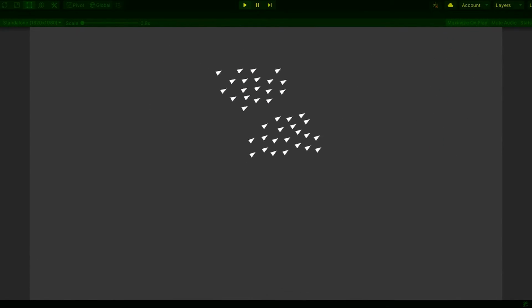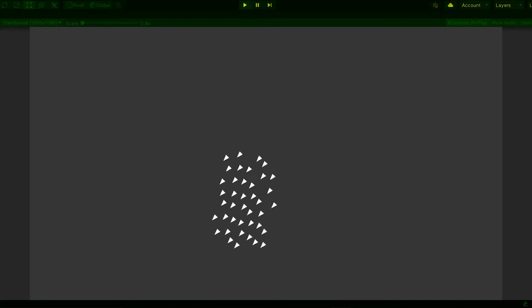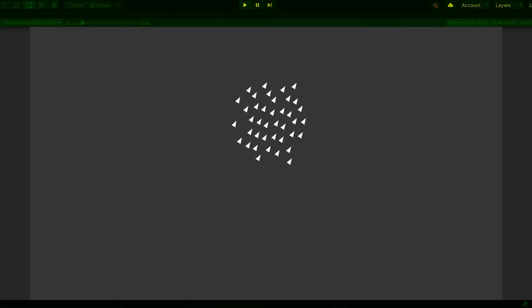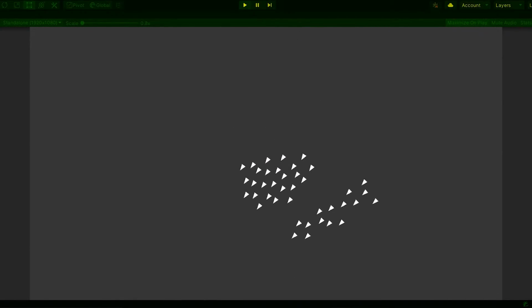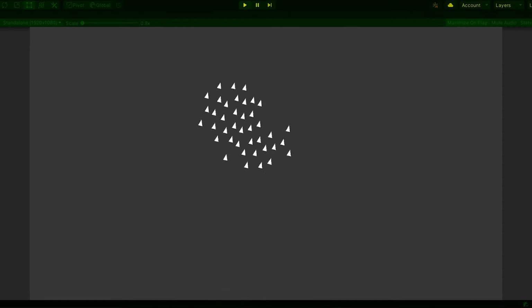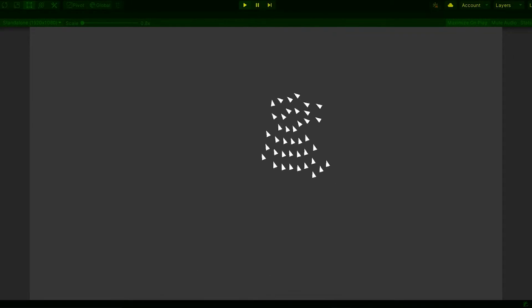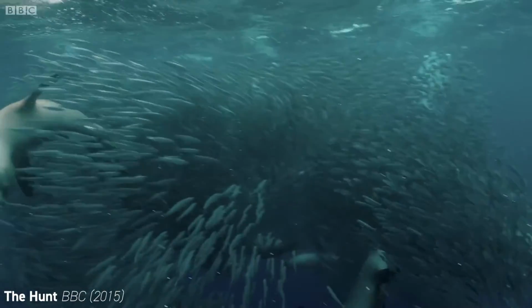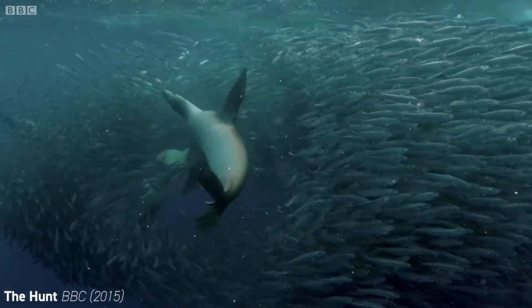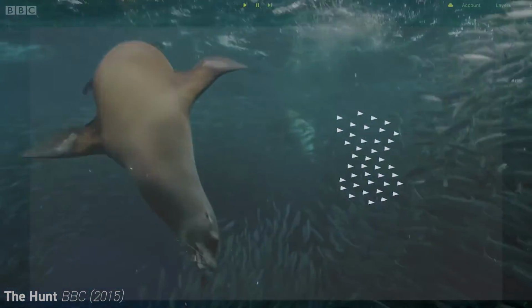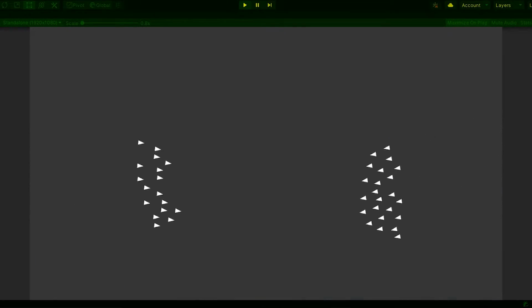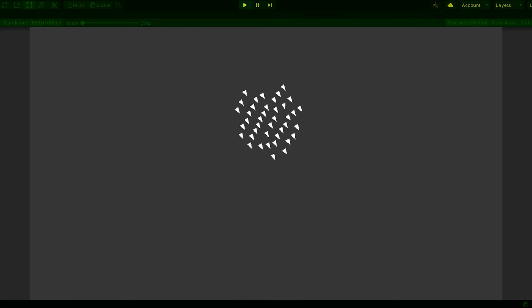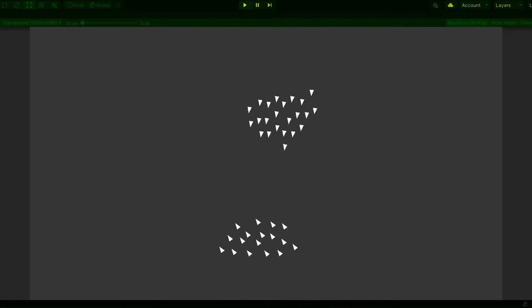Next is the cohesion behaviour. Similar to the alignment behaviour, except instead of calculating the average velocity of nearby flockmates, each BOID finds the average position and tries to move towards that position. This mimics the real-world behaviour of birds and fish, where they will try and move to the centre of their local group, where it's safest from predators. This is when the simulation starts to look really cool, as it starts to create these swirling patterns.